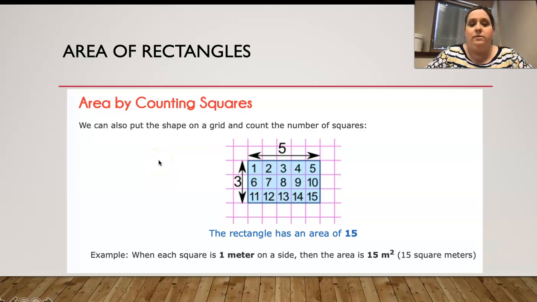So counting by squares, you can also put the shape on a grid and count the number of squares that it takes up. So the rectangle has an area of 15. When each square is 1 meter on a side, then the area is 15 meters squared, or square meters.